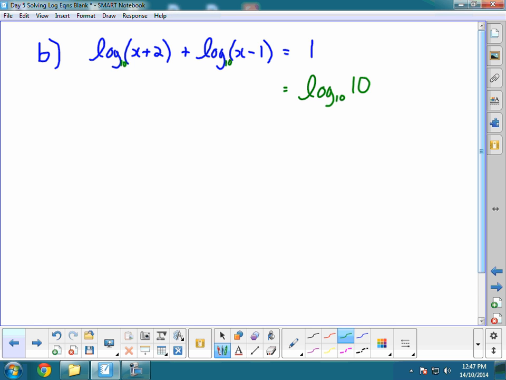And on the left-hand side, you see I've got a term with an x on it here, and a term with an x on it here. The good news is they have the same logs, and I'm adding them. So I can bring them into a single log through multiplication. So I can bring it to log base 10. I don't need this little 10 there, but I'm going to do it anyways. And I can multiply the answers. So this would be x plus 2 times x minus 1.